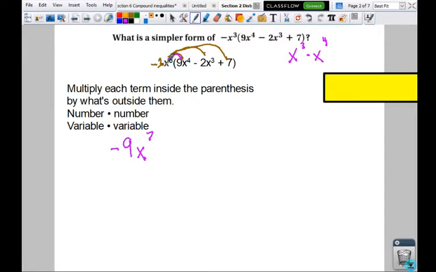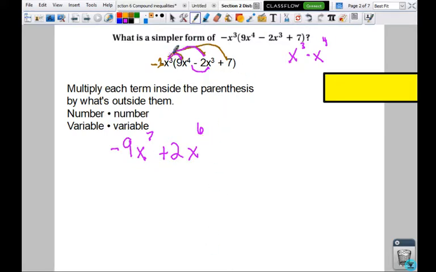I have to do negative 1x to the third times negative 2. I can't forget, this negative goes to this 2 right here. So that's a negative 2, x to the third. Negative 1 times negative 2 is positive 2. I'm going to go plus 2 is positive. x to the third times x to the third, just like last chapter, x to the 6. Plus 6. And then we're going to keep going.